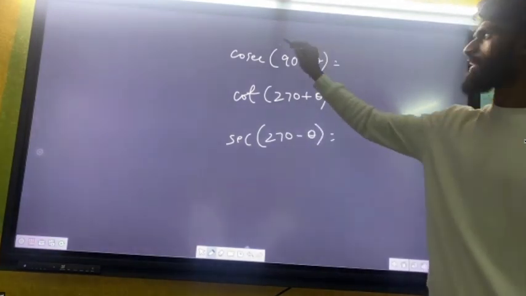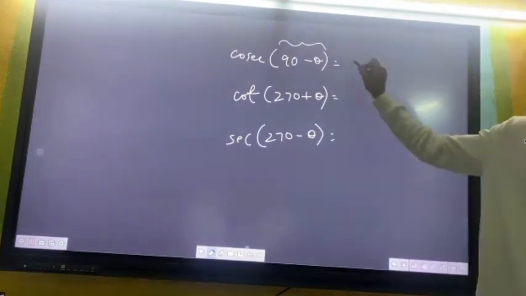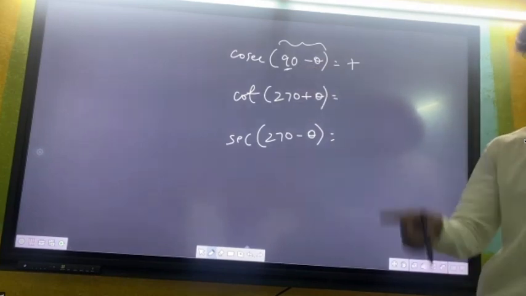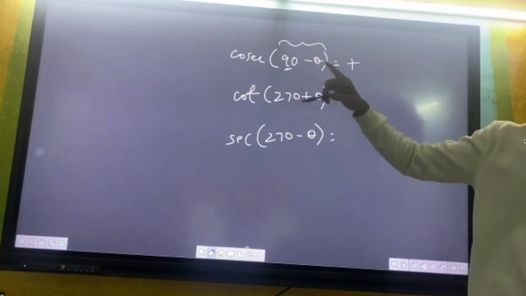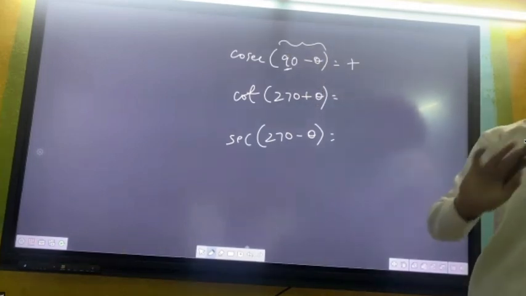That's right, 90 minus theta. First quadrant. Cosecant is? Okay. Go back inside the bracket. 9 is? 9 is odd. If it's odd, cosecant becomes... sine. Secant.